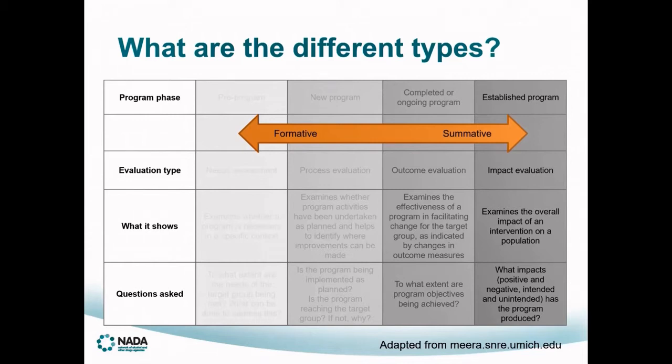Finally, a key evaluation type is impact evaluation. Impact evaluation is undertaken at least a year after program end, ideally 3 to 5, and it's not usually feasible for AOD programs to conduct. And it examines the overall impact of an intervention on a population. A question that is usually asked as part of an impact evaluation is, what impact, both positive and negative, intended and unintended, has the program produced, for who and under what circumstances?